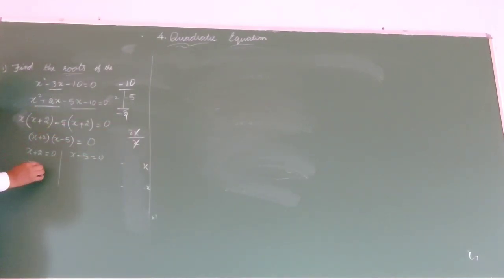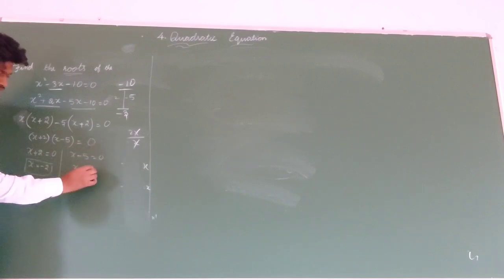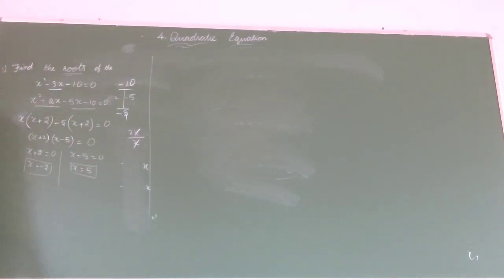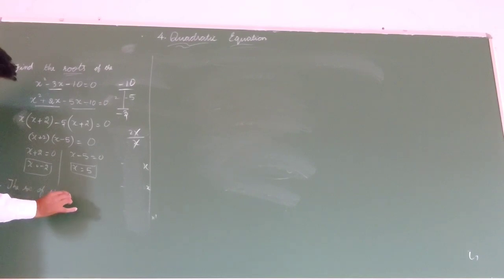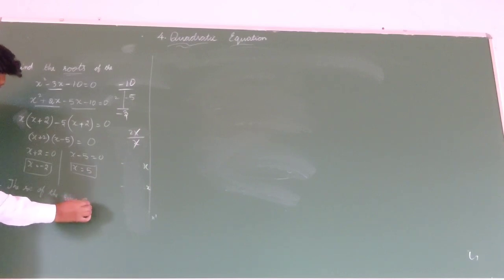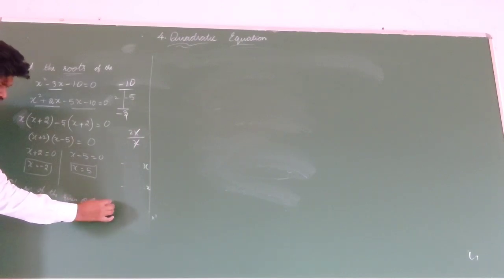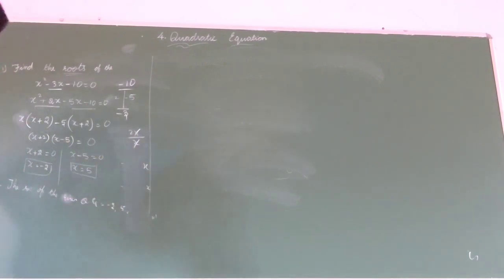So what is the value of x here? Plus 2, if you transpose it to the other side, will become minus 2. And if you transpose minus 5 over there, it will become plus 5. So this is the solution. Therefore, the roots of the given quadratic equation are minus 2, 5.